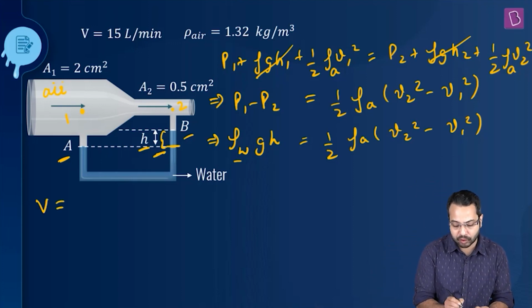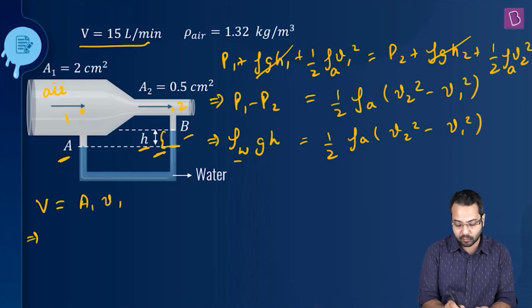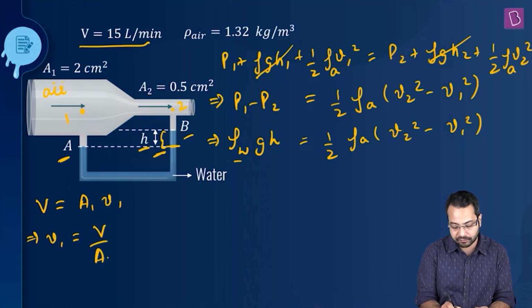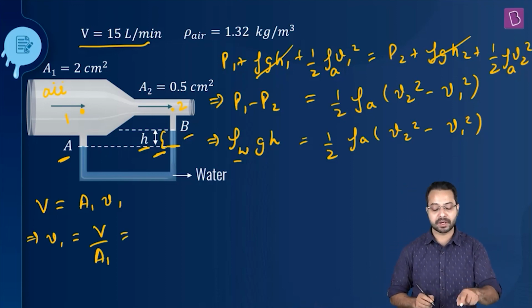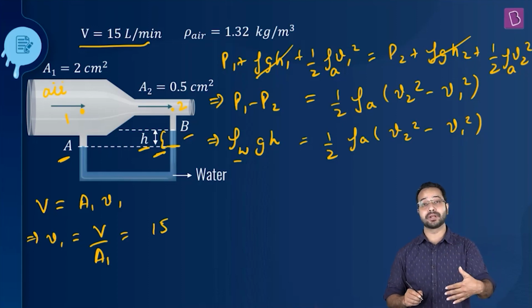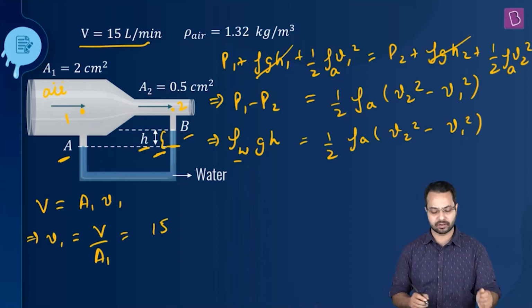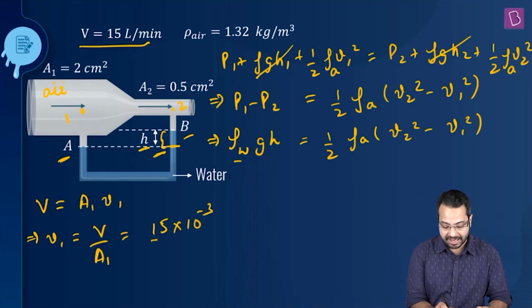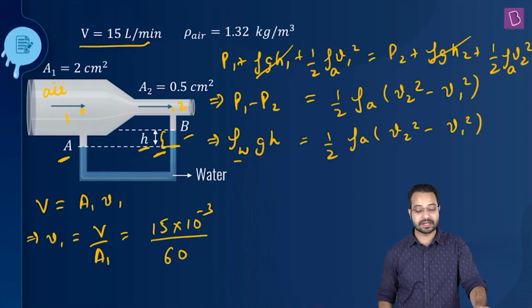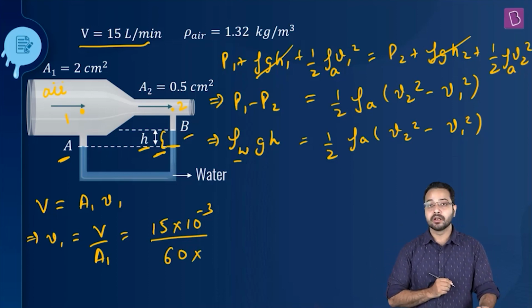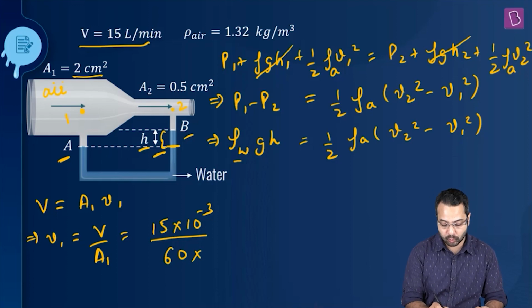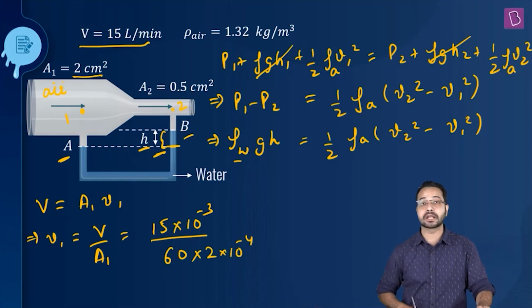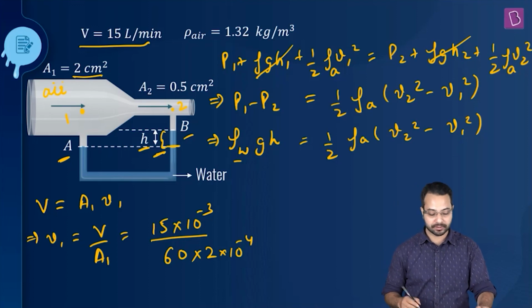So can I say that the volumetric flow rate which is given to me will be equal to A1 V1? Alright. So V1 is equal to the volumetric flow rate divided by A1. So what is the volumetric flow rate? 15 liter per minute. Again, be careful, we should convert this into SI units. So liter I can convert as 10 to the power minus 3 meter cube. And then in the denominator we have minute, so let's convert that to 60 second. Alright, so this is the volumetric flow rate divided by the area of cross section, which is 2 centimeter square. So I'm multiplying it by 10 to the power minus 4 to make it meter square.